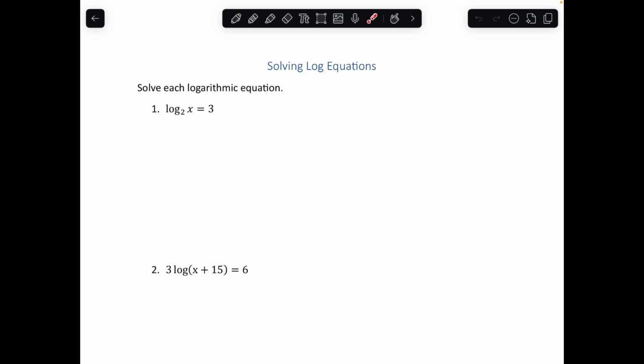So first off, we have log base 2 of x is equal to 3. Now we can convert this to exponential form by saying 2 to what power is equal to x? Well, it's going to be this number over here. So we can say 2 to the third power has to be equal to x. And so we can write 2 cubed is equal to x, and hence we get to say that x is equal to 8.